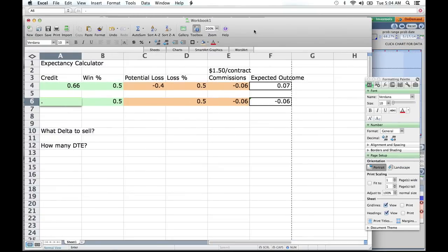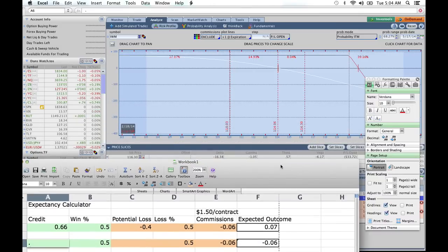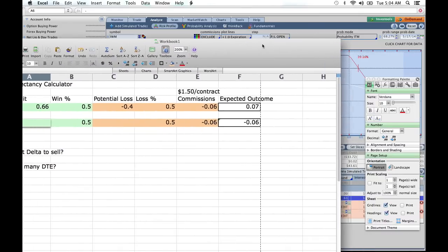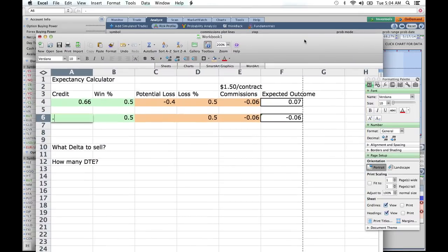And now I've already forgotten, was it 78 cents? I think it was, yeah, 78 cents. And this was negative 34. So that gives us an expected outcome of 16 cents per vertical.